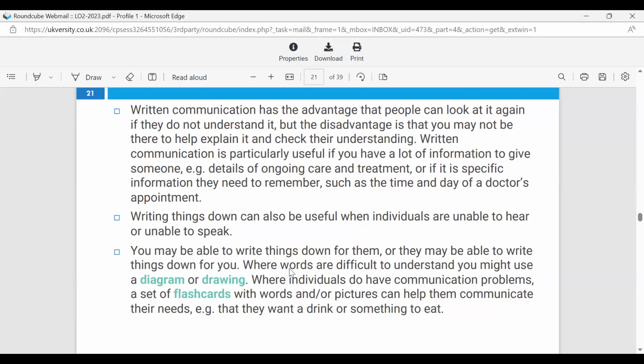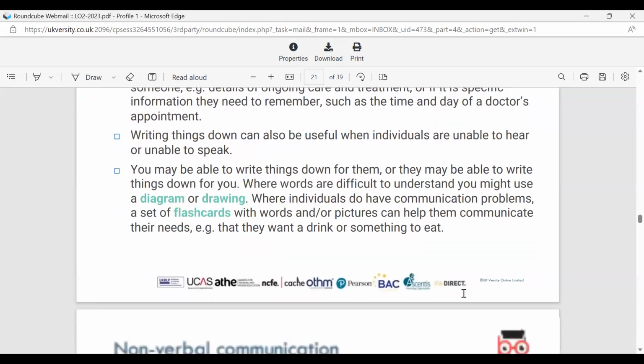You may be able to write things down for them, or they may be able to write things down for you. Where words are difficult to understand, you may use a diagram or drawing. Where individuals do have communication problems, a set of flashcards with words or pictures can help them communicate their needs. For example, if they want a drink or if they want something to eat.